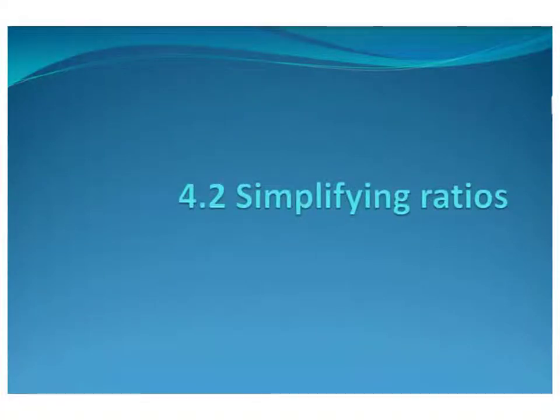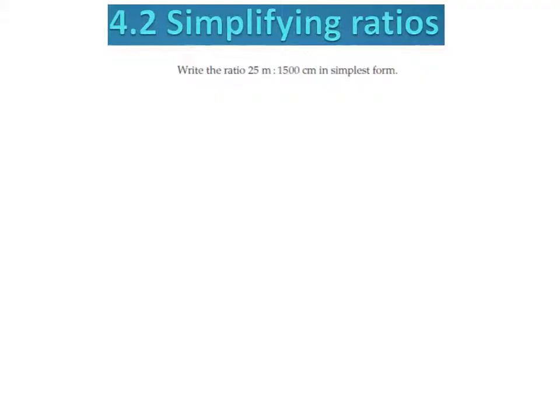Okay, so for this tutorial we're going to look at how to simplify ratios, and this relates to 4.2 in the textbook. Okay, so the first question that we're going to look at is: write the ratio of 25 metres to 1,500 centimetres in the simplest form.